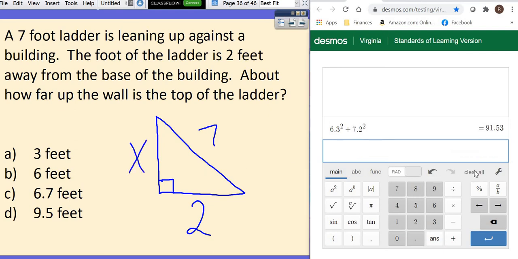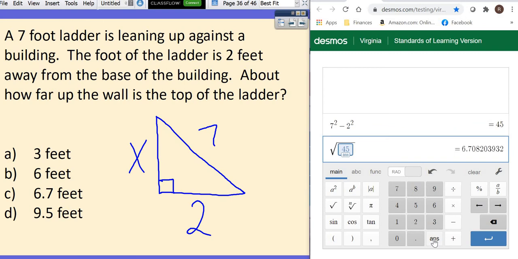So the first thing you have to identify there is you're looking for a leg. You have a hypotenuse and a leg. So let's start with hypotenuse squared minus leg squared. Go to my next line and take the square root of my answer. So that means that it's going to go up that wall for 6.7 feet. This would be my answer here. Okay, let's see if we've got another word problem.